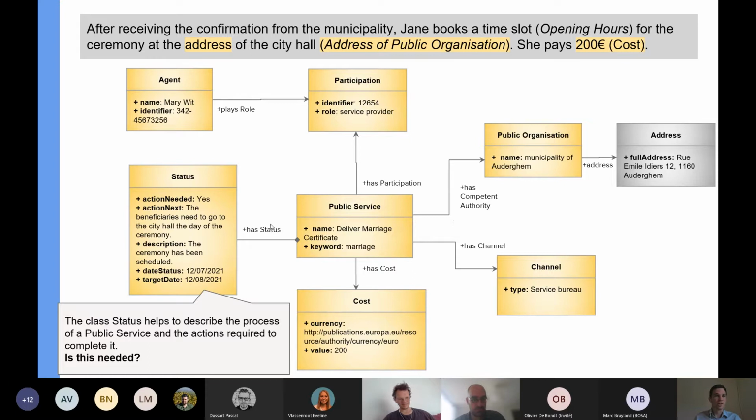One thing that is important that I actually didn't mention yet is the status class. It helps to define whether there is an action needed next, by whom, what it is, and what is the time frame in which it can start and end. So, for example, as from the moment Jane registers for the ceremony, the process continues, and the next step is to go to the city hall on the day she registered. And so the day here is the 12th of August.